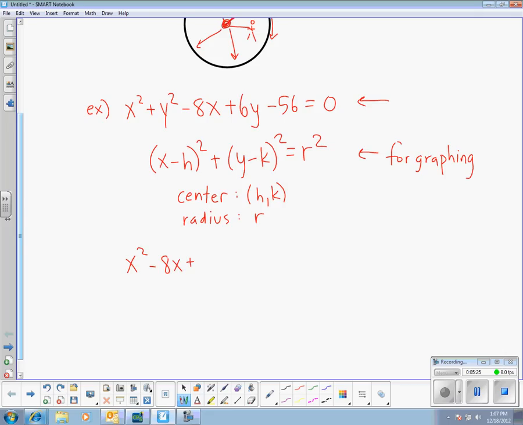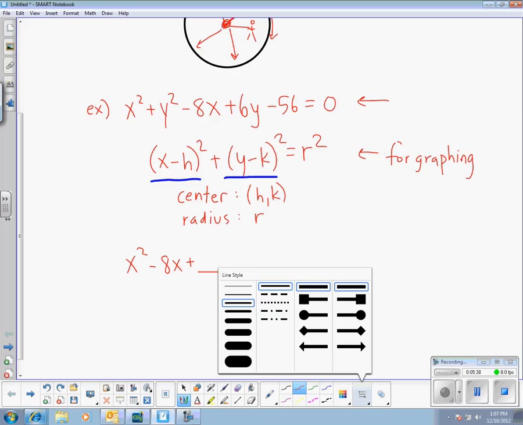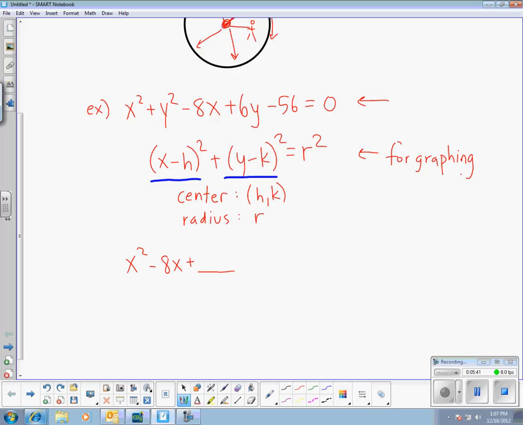And when I group my x's, I'm going to leave a little space right there where I'm going to put a constant that's going to make a complete square. Notice there are two completed squares in my form of a circle. So I need to complete an x square and a y square.